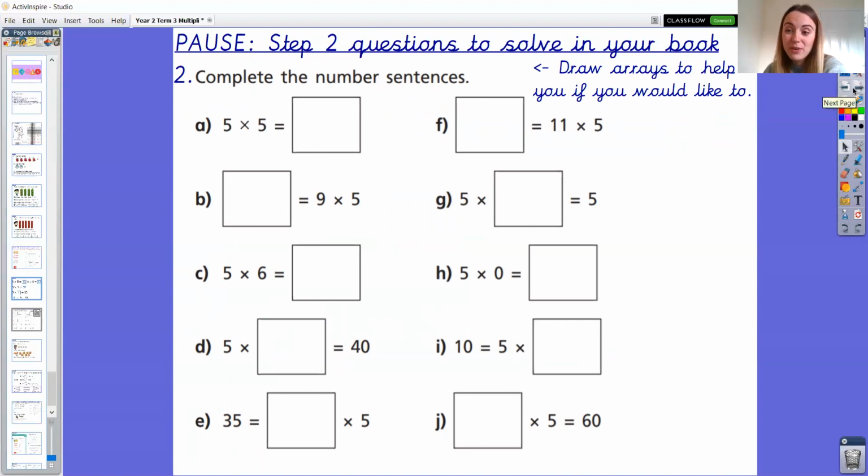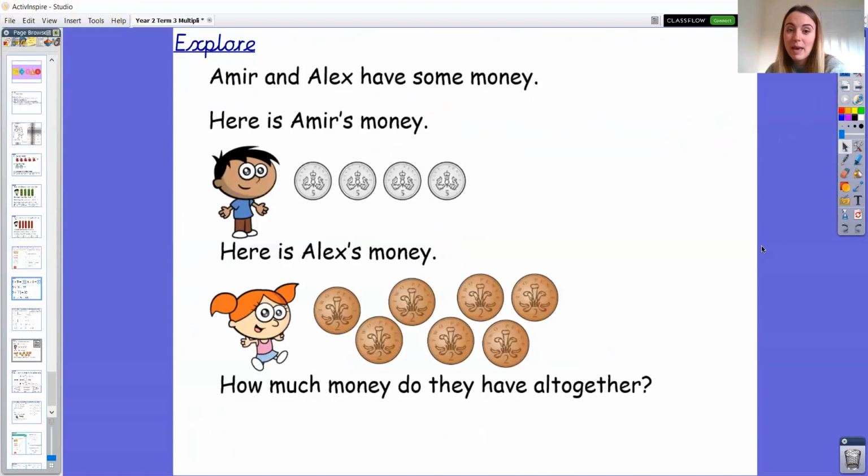Well done, year 2. Okay, we're going to move on to exploring step 3 now. So it says, Amir and Alex have some money. Here is Amir's money, and here is Alex's money. How much money do they have all together? But first of all, I think there's some thinking we need to do. First of all, we need to recognise the coins. So what amount is each coin showing?